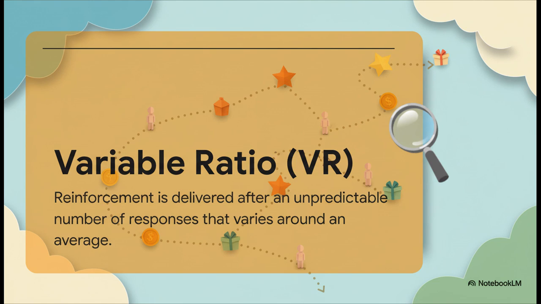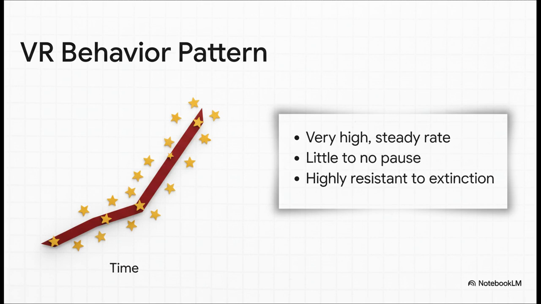Okay, our second ratio schedule is the variable ratio schedule, or VR. Now here, reinforcement is still based on the number of responses, but the key difference is that the required number is unpredictable. It changes every time, but it varies around a set average. So a VR10 schedule means reinforcement comes after an average of 10 responses. It could be after 2, then maybe 18, then 10. You never know.